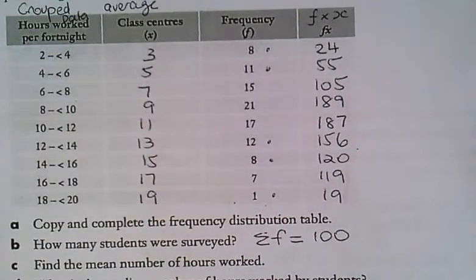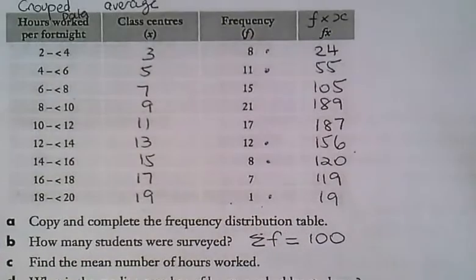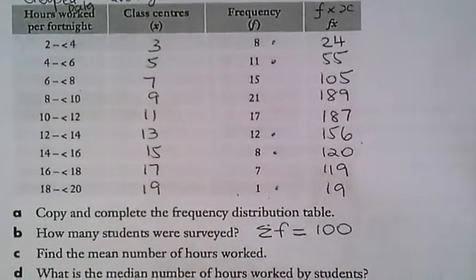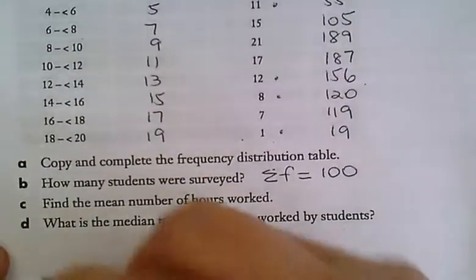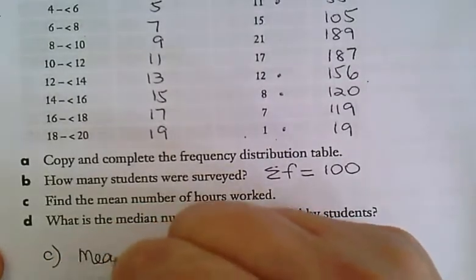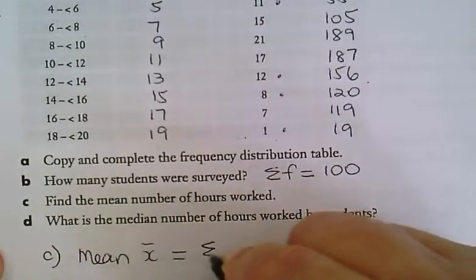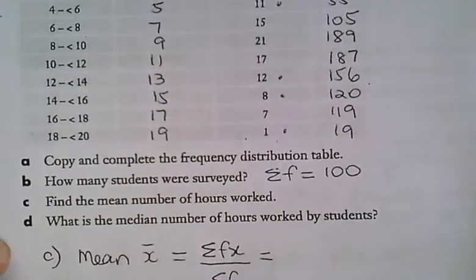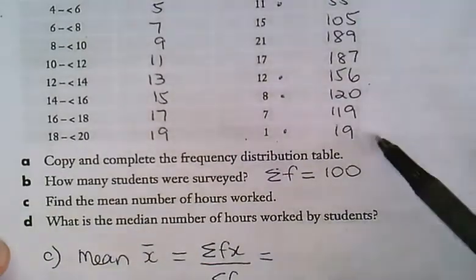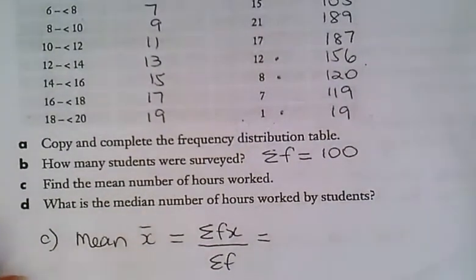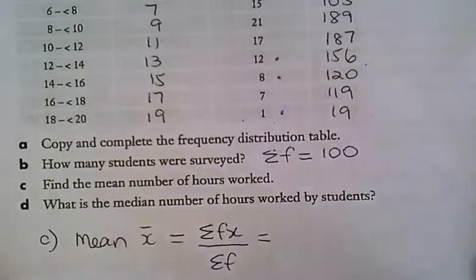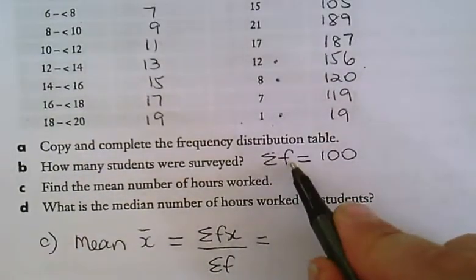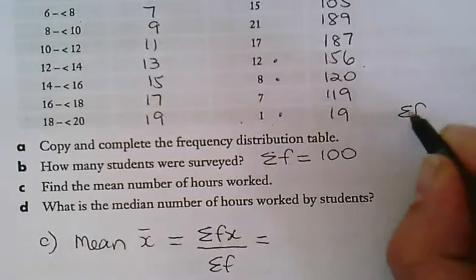So the next question is the mean number of hours worked. Mean is the sum of everyone's answers over the number of people. Do you know the formula for mean? We did it in the question before. The mean, x bar, is sigma fx over sigma f. So we have to add up the fx column as well. And what is sigma? Sigma means sum of. Sigma f is the sum of the frequencies. So I need a sigma fx worked out.